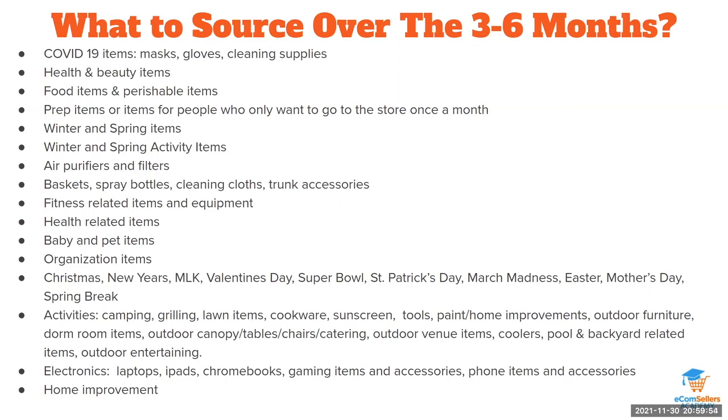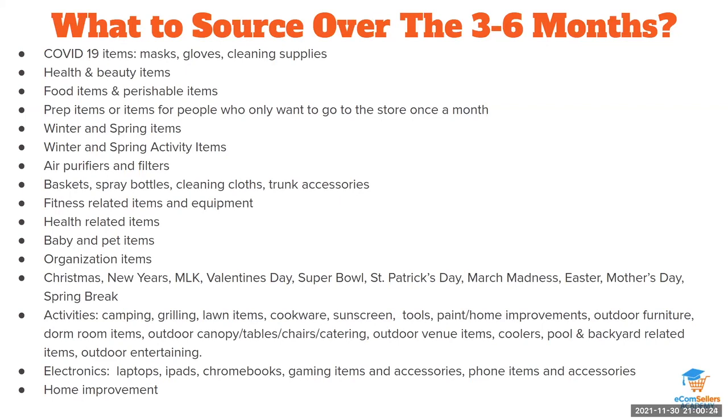So what to source right now or over the next 3 to 6 months? Well, of course, there's a boatload of Christmas stuff, so we already know that. But you also have health and beauty items, which always sell. Food and perishable items right around now sell. A lot of candy sales for sure. And then you have prep items for those people that don't want to go to the store. They only go to the store once a month. So those types of items will sell.